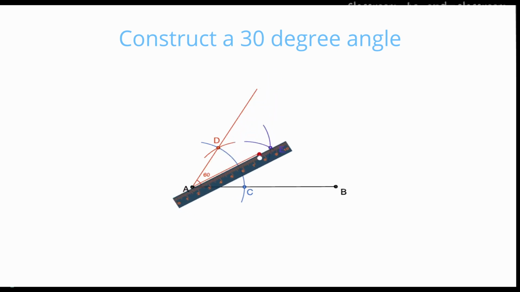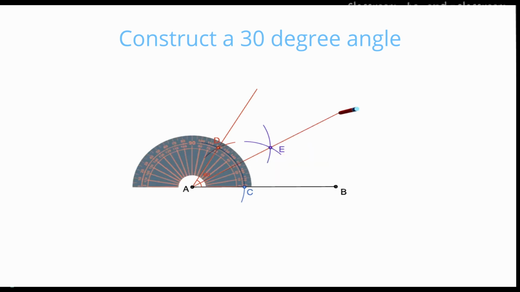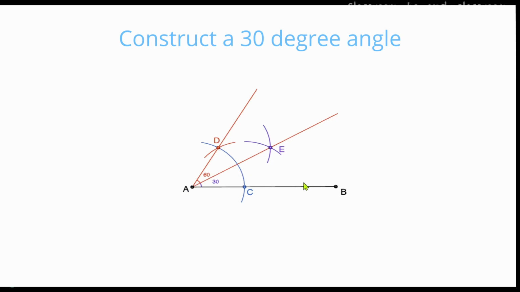Now join AE, and this line divides the 60 degree angle. That means we get a 30 degree angle. You can measure this. The previous angle was 60 degrees and this angle is 30 degrees. So this way we get a 30 degree angle.